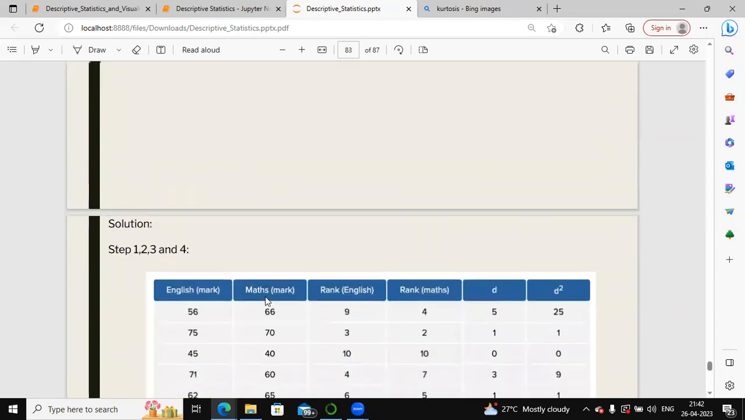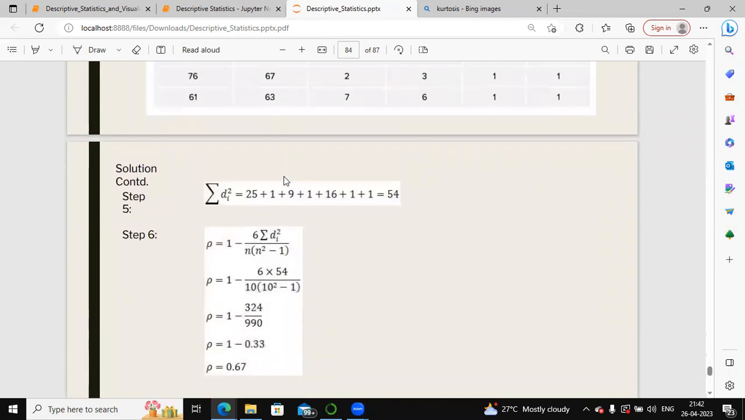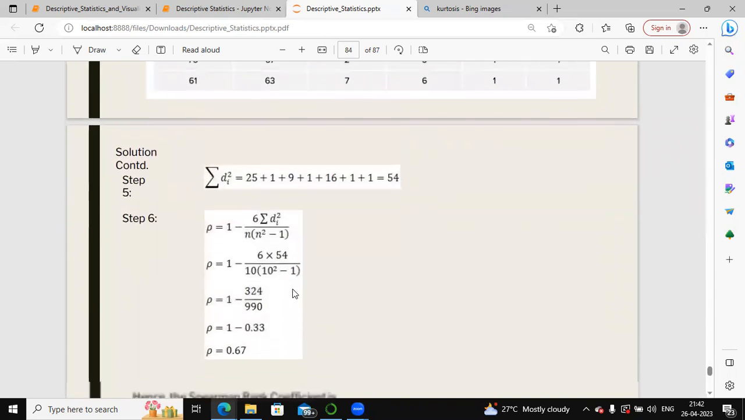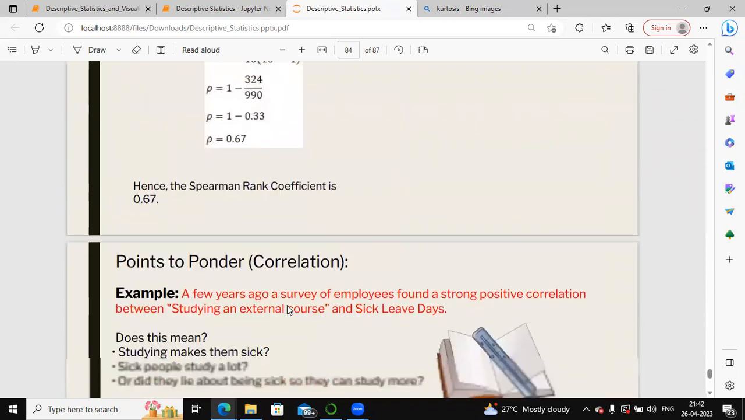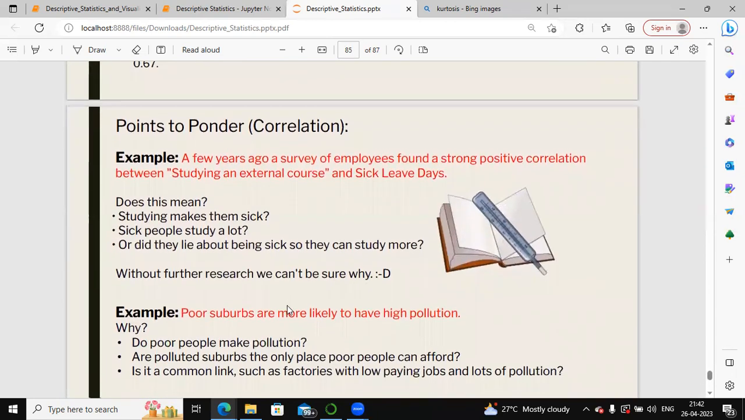Now here the number of samples is how much? 10. So 10 minus 10 into 10 square minus 1. So this comes out to be 0.6 as the Spearman rank coefficient. Okay. So points to ponder.